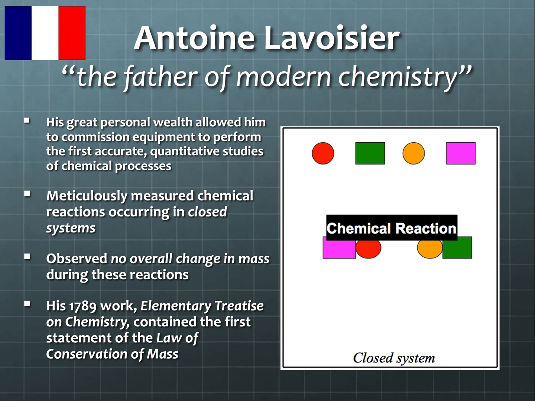What he realized is that when he put these chemicals together in the closed system and we saw a sign of a chemical change, whether a gas was being released or a new solid was formed, there was no change in mass during these reactions. That ultimately led to his discovery and him publishing what we now call the law of conservation of mass. The law of conservation of mass essentially tells us the mass before a reaction is going to equal the mass after.